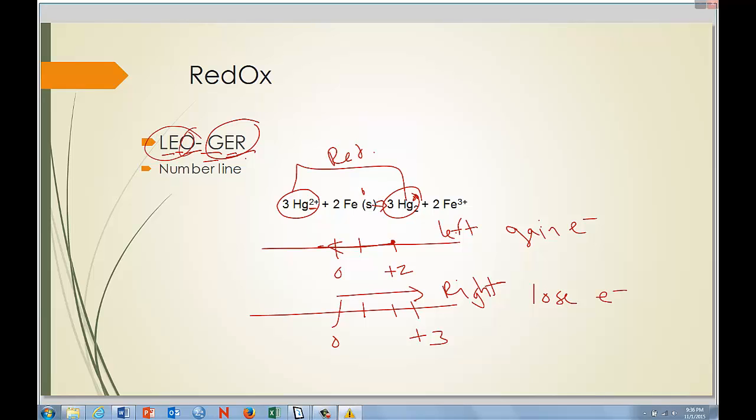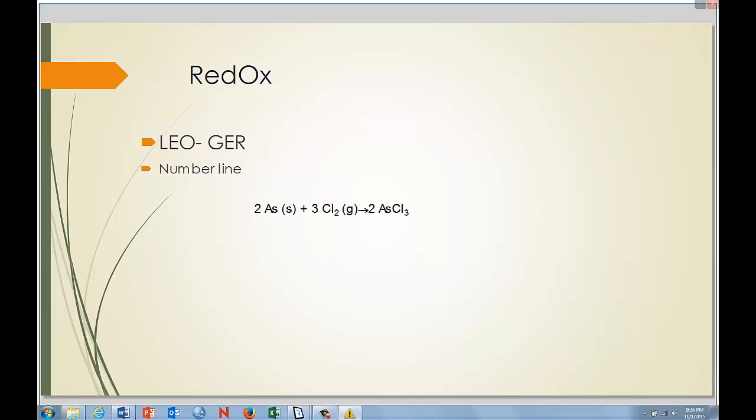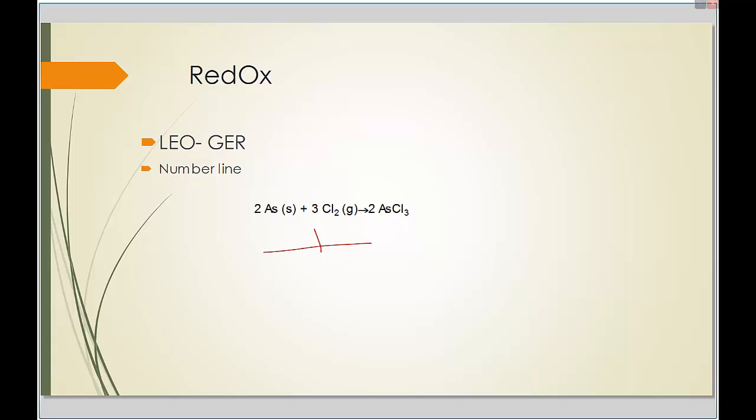One last one. Let's try As. It's starting off at 0. This here, if you uncross it, means that that's going to a +3. So 1, 2, 3 is going to the right, which means it's becoming less negative, which means it's losing electrons.